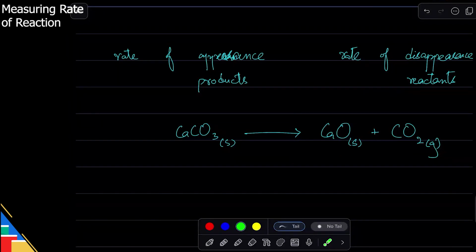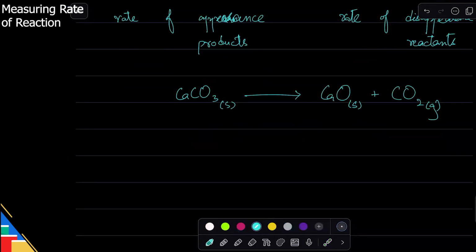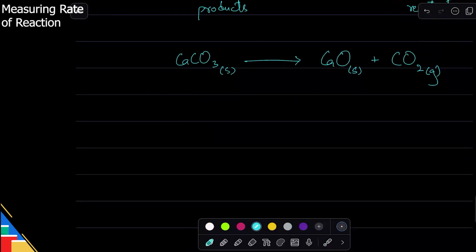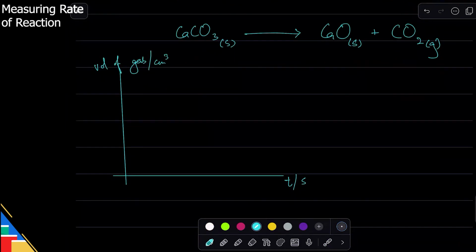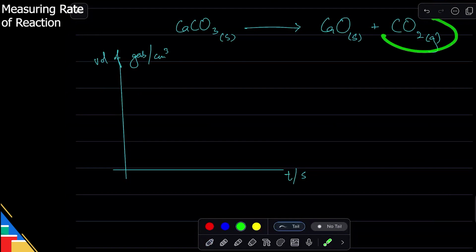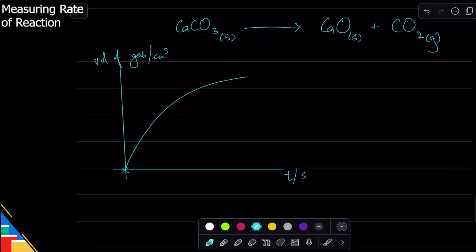So for this method, I will pick something that measures the rate of appearance. So how do you measure gas? You can measure its volume. So I can find rate of reaction where I have time on x-axis and volume of gas on y-axis. And initially, I know this is not going to appear. Whenever something appears, it appears from nothing, right? So initially, it's going to be 0. It's going to start here. And slowly it's going to increase until it becomes a constant value.